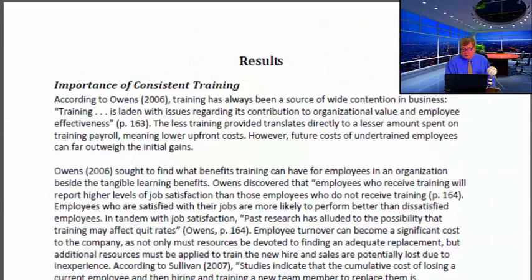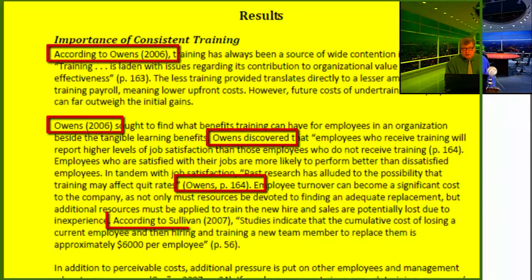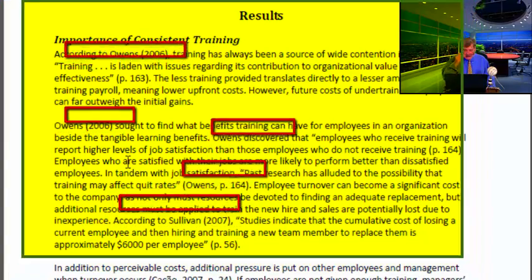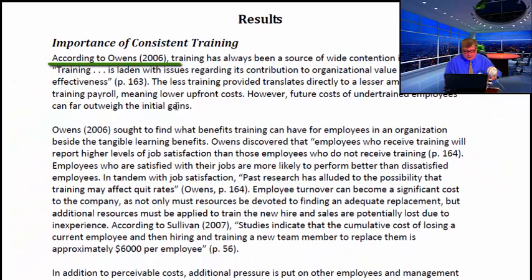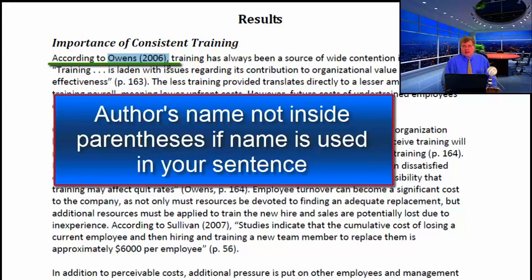Then comes the results, and here we have our use of sources. And these are in-text citations. Be sure to follow the APA style for your in-text citations. Let's take a look at this first one here. Let me pump it up so it can be seen. According to Owens 2006, the name Owens and 2006 constitute an in-text citation. The author's name does not have to appear inside the parentheses as long as it is a part of your sentence.